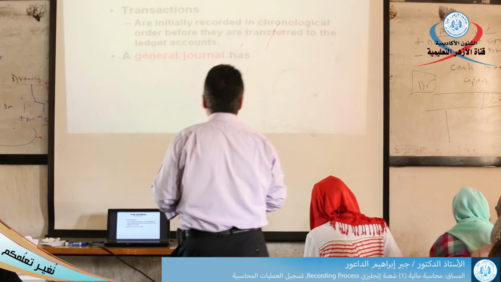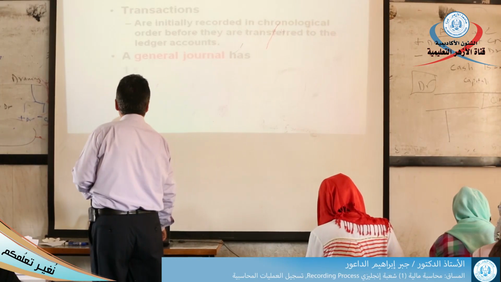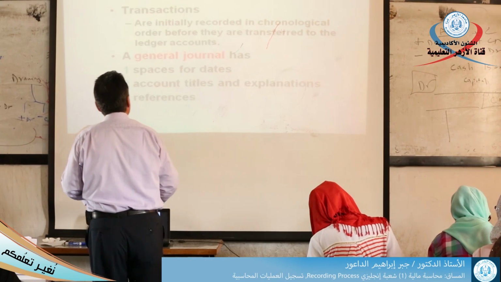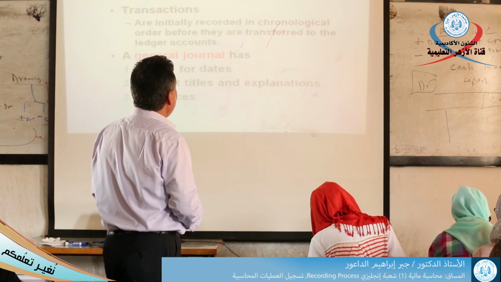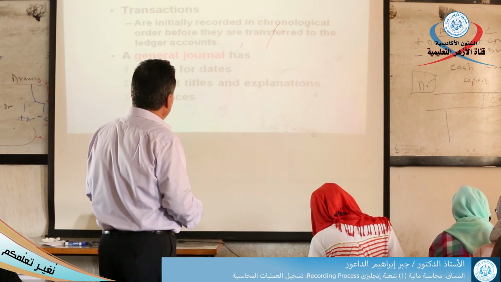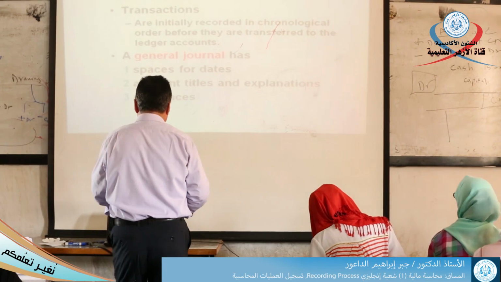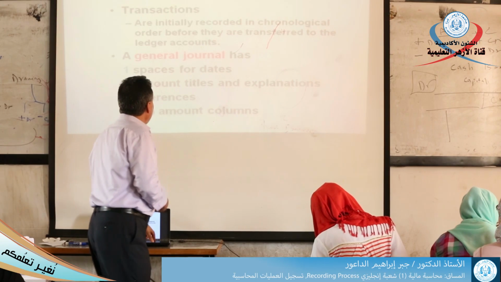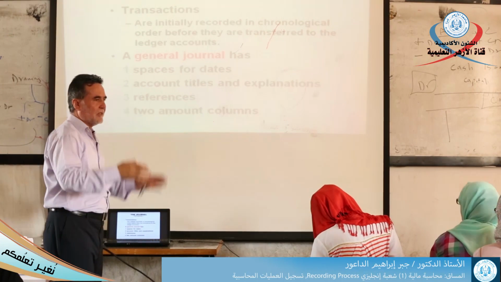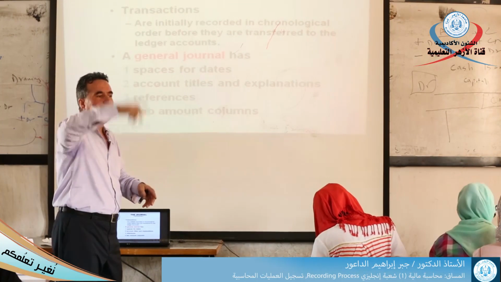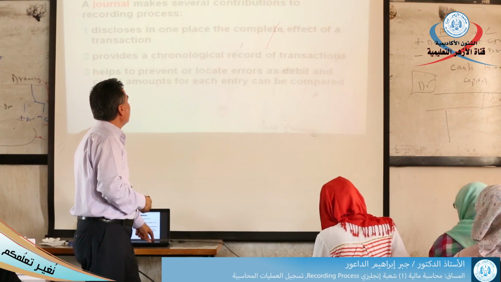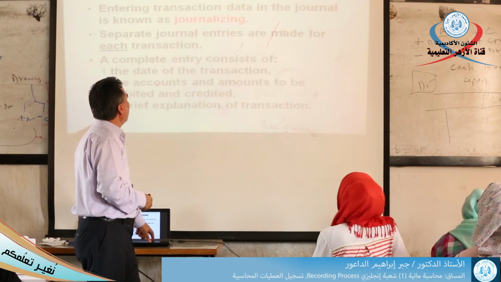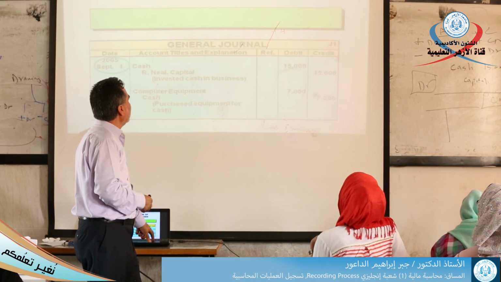A journal has spaces for dates, account titles and explanations, references, and 2 amount columns. The format looks like that.